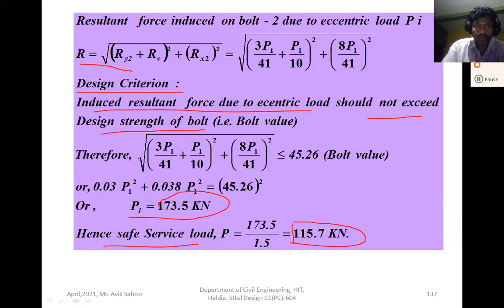Okay, so here I end my lecture. This is the solution of the bracket connection, type 1 connection. This type of problem frequently comes in university exams, and the maximum marks allotted is 15. So practice this numerical. Thank you.